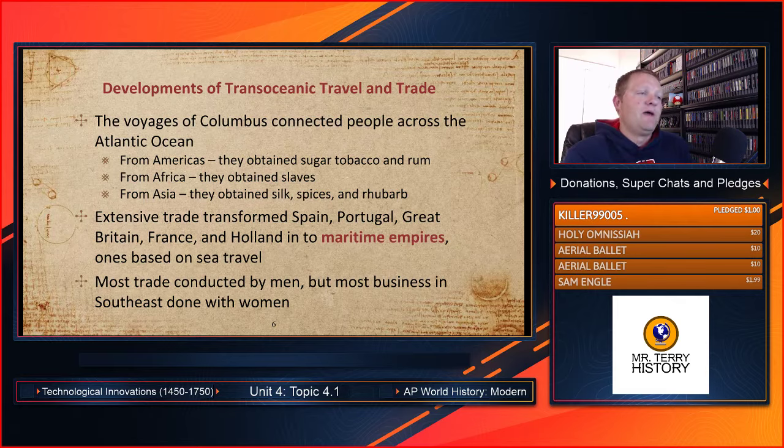Okay. By the way, as far as gender and gender roles in this era of exploration and global trade, most trade was conducted by men across the world. But interestingly, in Southeast Asia, women actually played often the biggest role in trade, as they were the ones often doing trade in the marketplace.